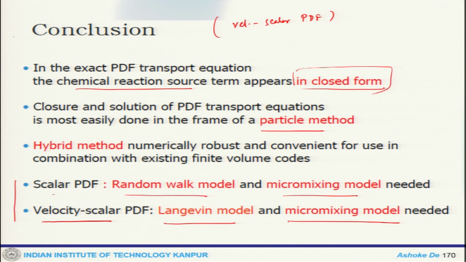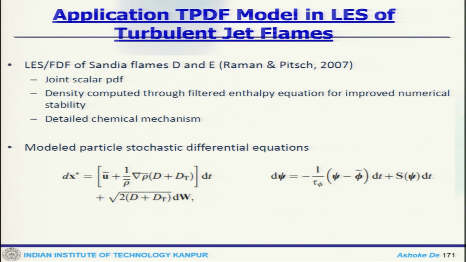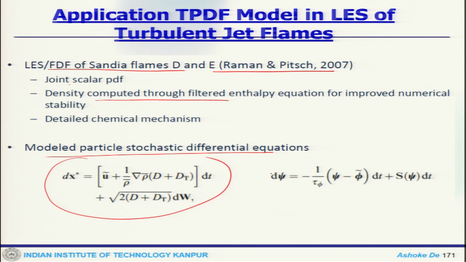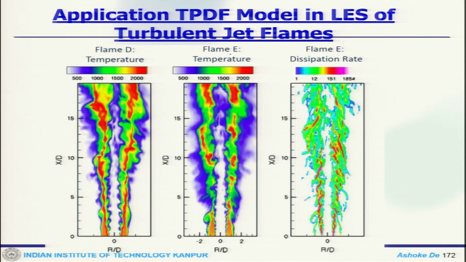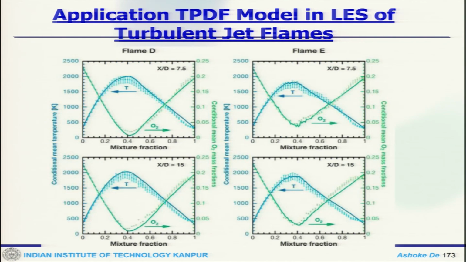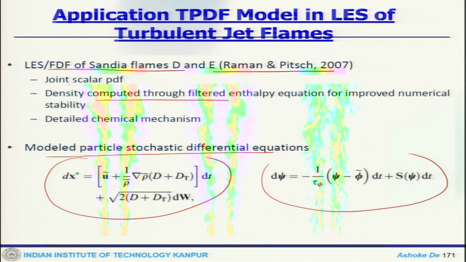Just to end this discussion with a simple example, you can see this model with an LES of a turbulent jet flame. This was done a long time back, in 2007. This is the Sandia flame D, where the joint scalar PDF was solved, computed through the filtered enthalpy equation and chemical mechanism. So the stochastic differential equations are for position and composition, where you can see the structure of D, E and A, how the instantaneous structure looks, and there are mean values which were also compared. You can go to that reference and find out the rest of the details.